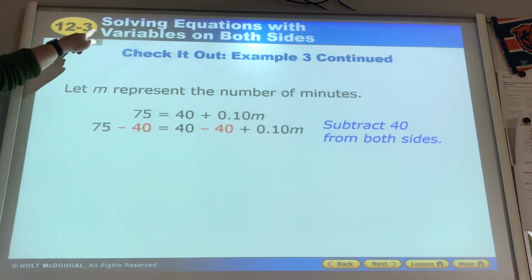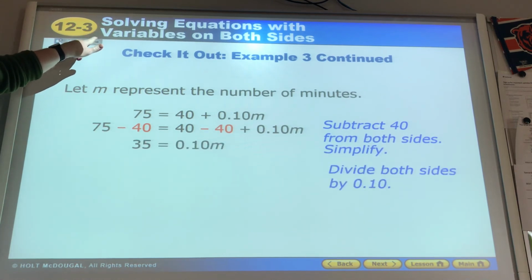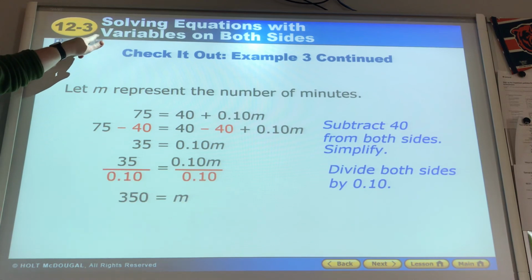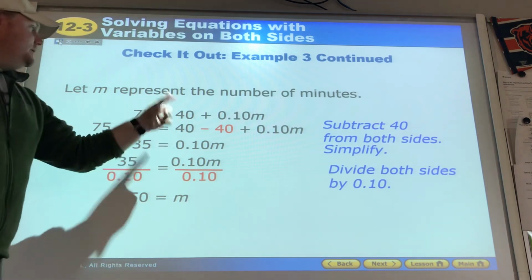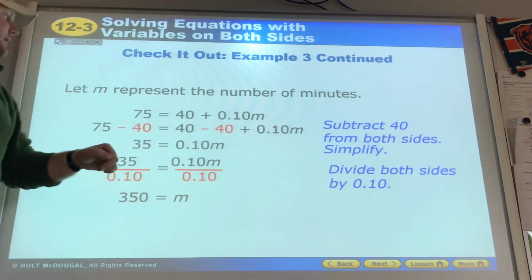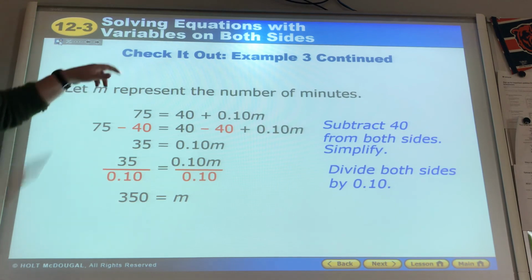So we subtract 40 from both sides. We do our division by 0.1. We get 350 minutes. If you're on it for 350 minutes or less, you want $40 plus 10 cents a minute. 350 minutes or more, you're on it for the $75 flat fee.